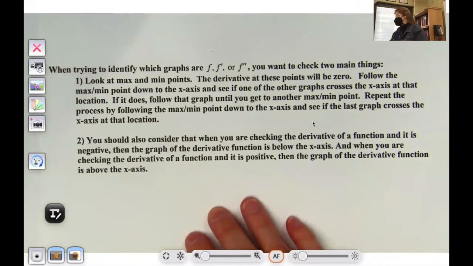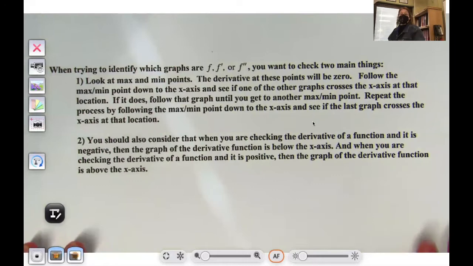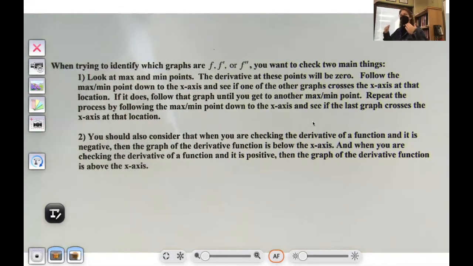Now, nowhere are you going to find this in a textbook or anywhere. This is me trying to verbalize your thinking for when you are given, let's say, 3 different graphs that have all been graphed on the same coordinate plane, and they ask you to identify which one is the original function, which one's the first derivative, which one's the second derivative. Literally, I just made this up, trying to verbalize thinking.